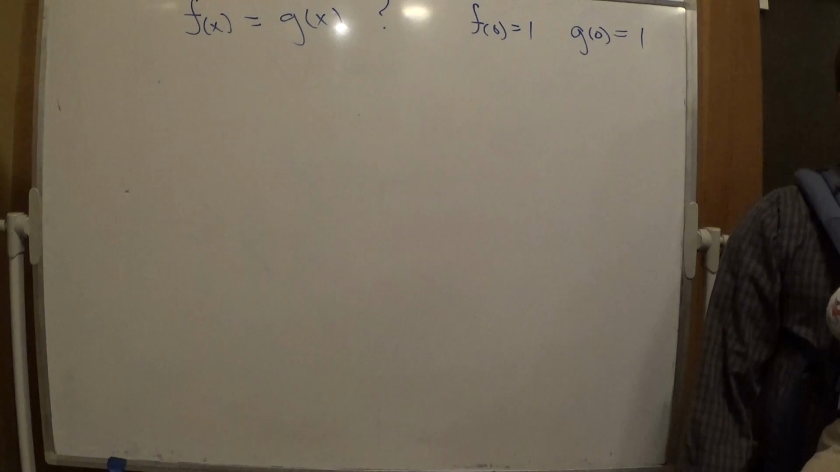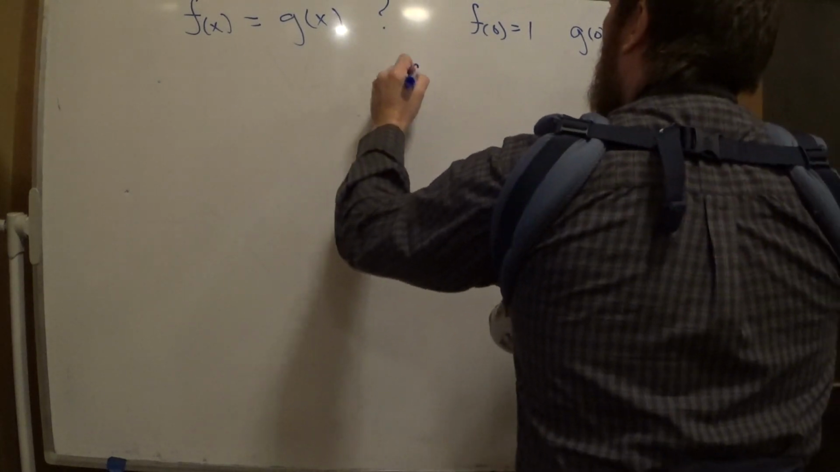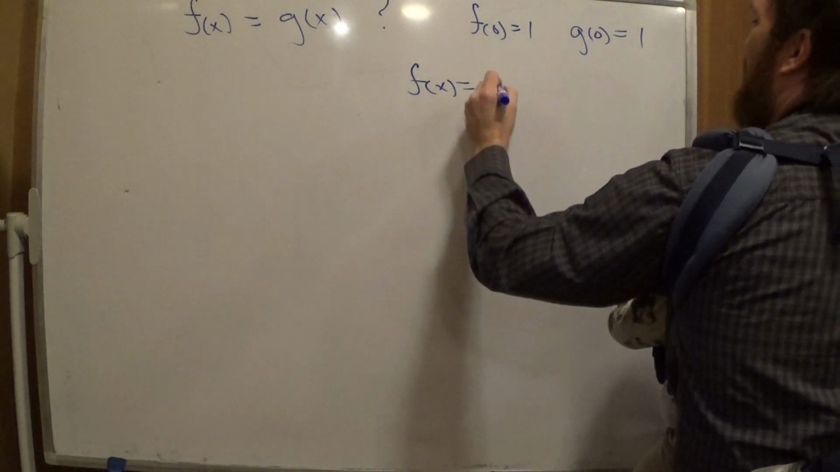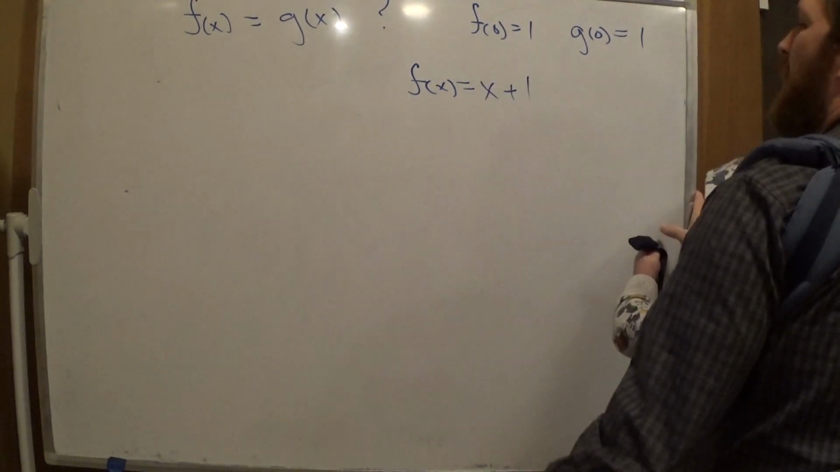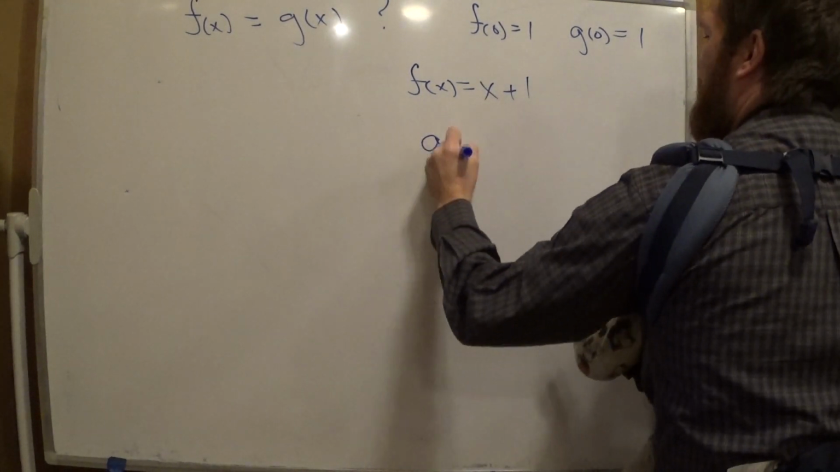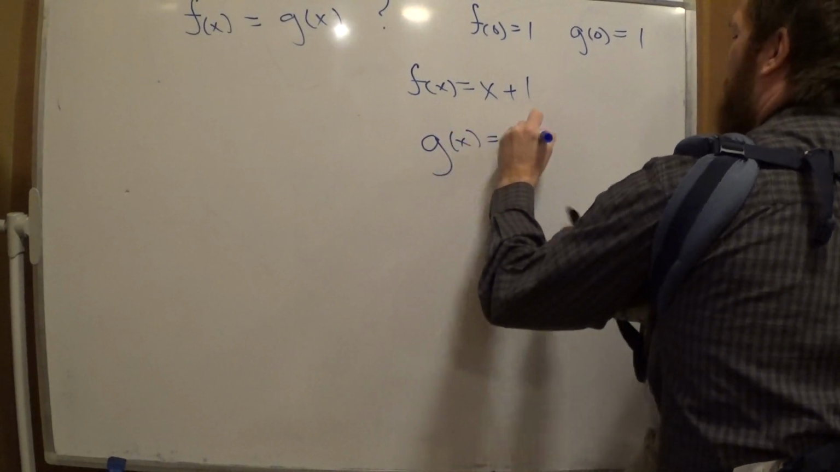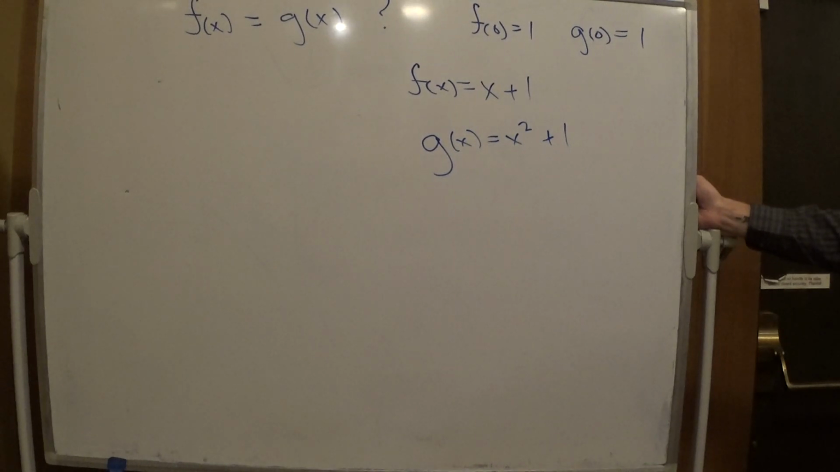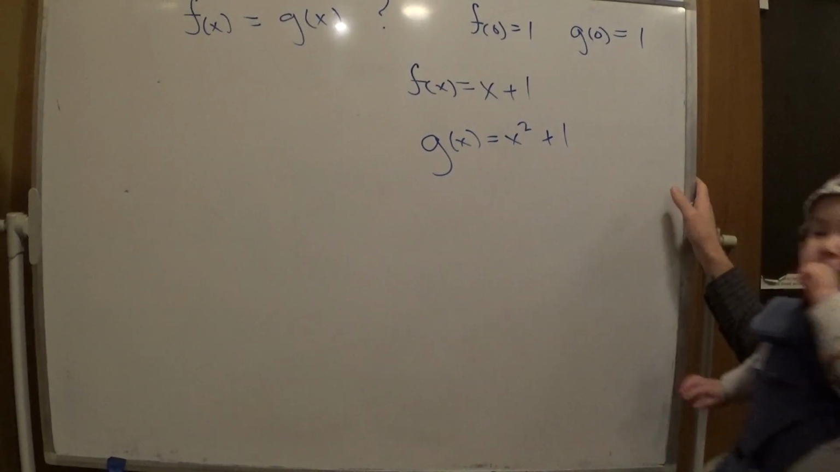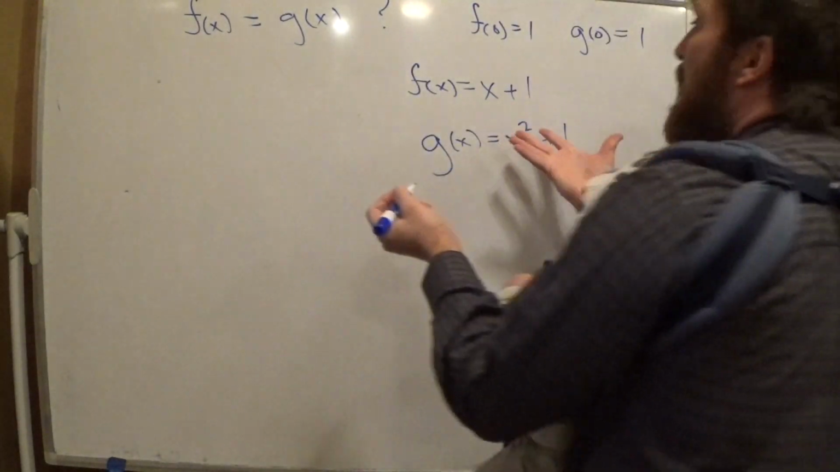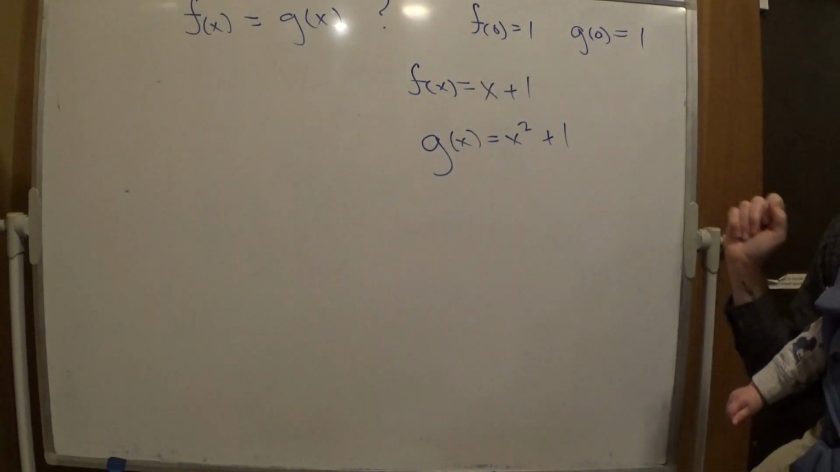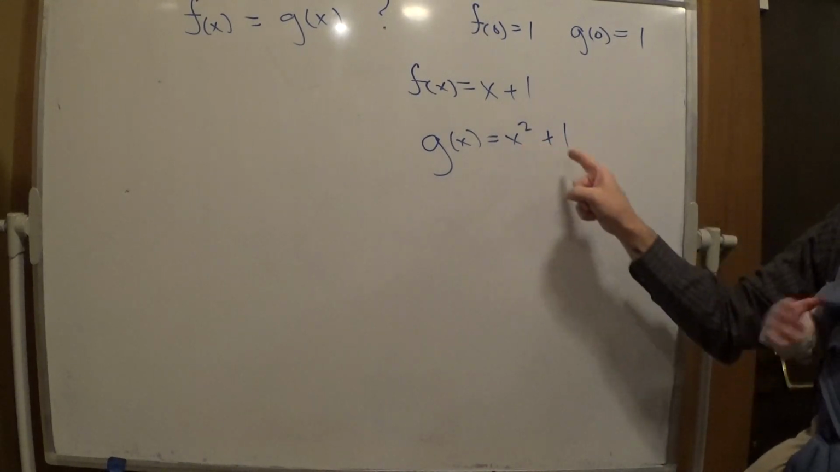No, because what if they're not the same? Let's make it even easier. Let's say that f of x is x plus 1, and let's say that g of x is x squared plus 1. Are those the same thing? No. Absolutely not, right? But it happens to be the case that when I plug in a 0, I get out a 1 from both of them.